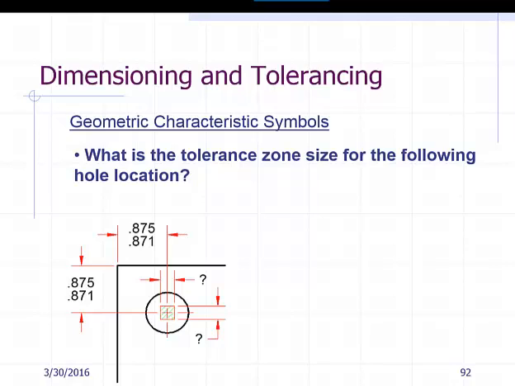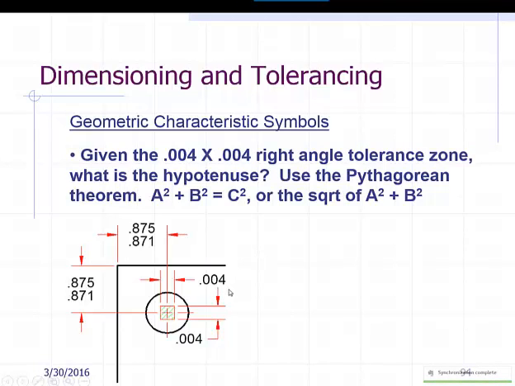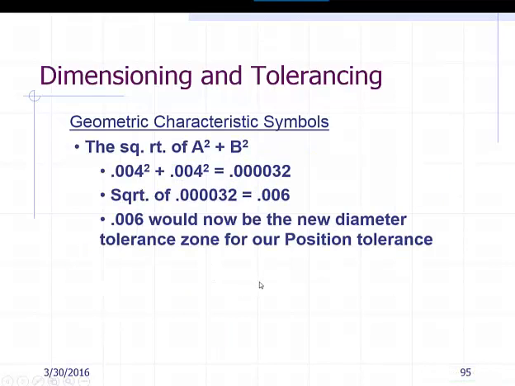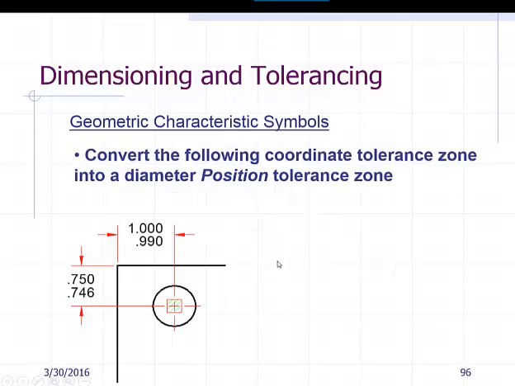Okay, so again, in this particular case, we're just looking at the tolerance values to figure out what the tolerance zones are. So this particular one's a square tolerance zone with 4 thousandths in each direction. And then to figure out what the positional tolerance is, we're going to use the Pythagorean theorem again. So 4 thousandths squared plus 4 thousandths squared equals that. Take the square root of that, and then you've got 6 thousandths. So 6 thousandths is our diameter tolerance zone, and that's what we would put into our control frame.